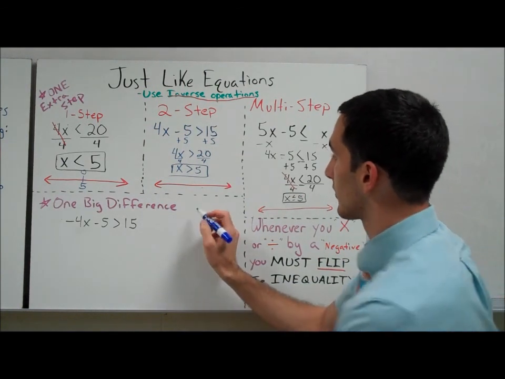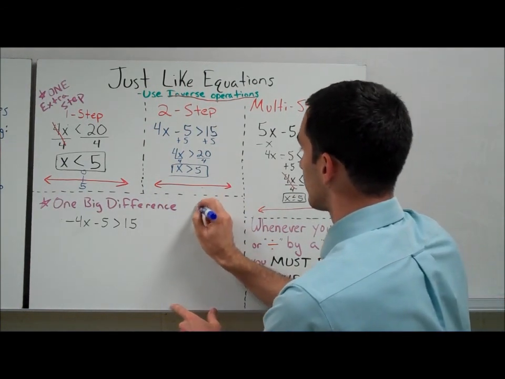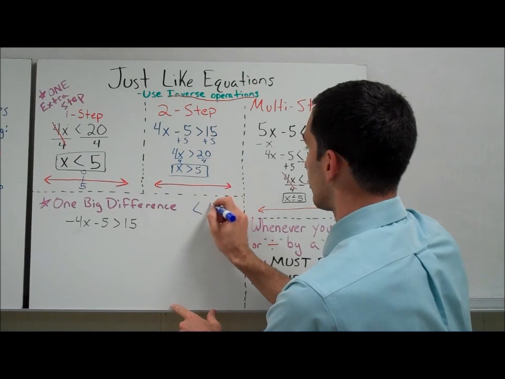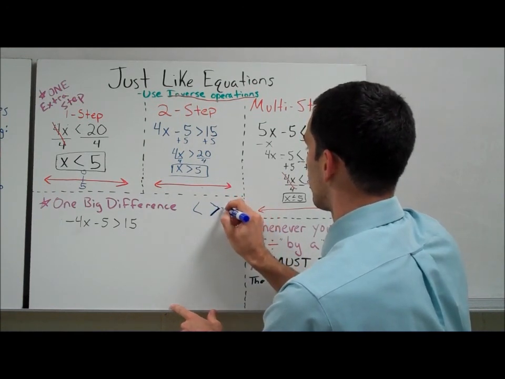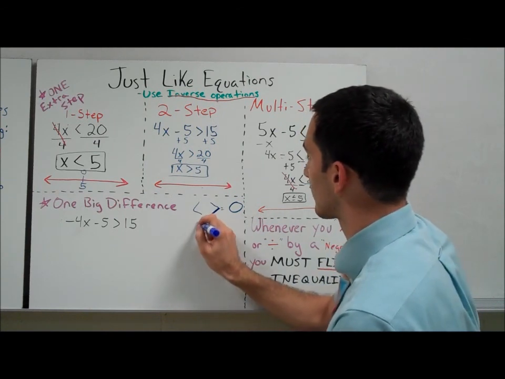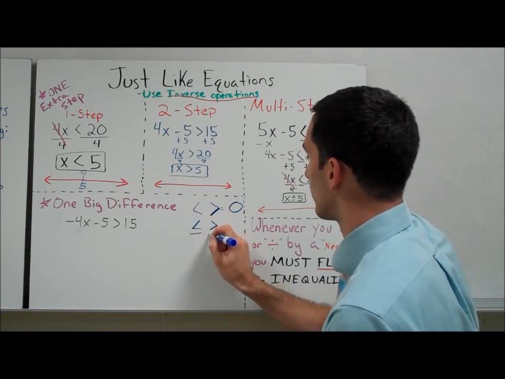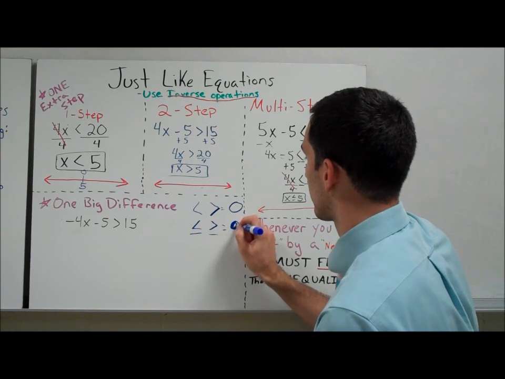So just to make that more clear, whenever you have less than or greater than, you'll use an open circle. Whenever you have less than or equal to or greater than or equal to, you'll use a closed circle.